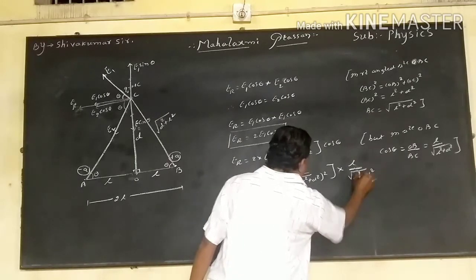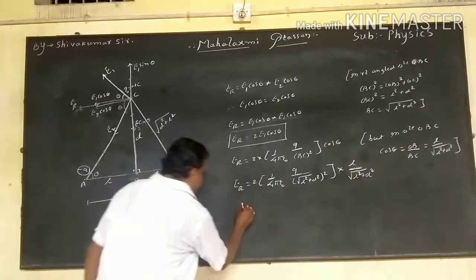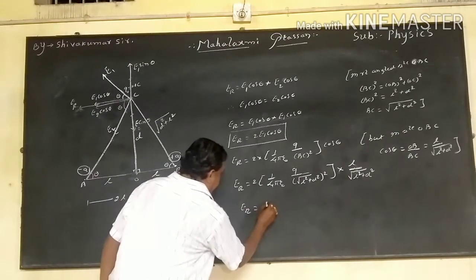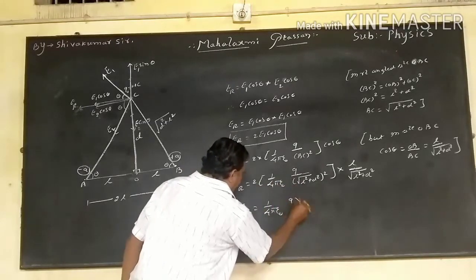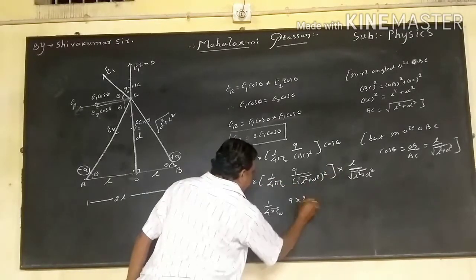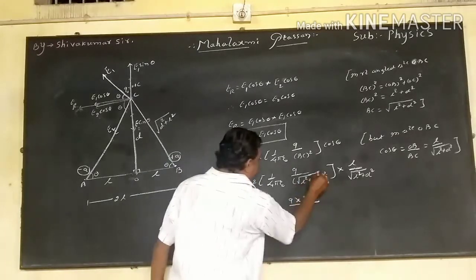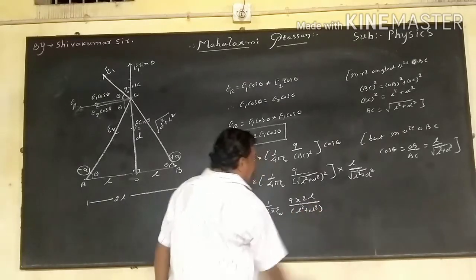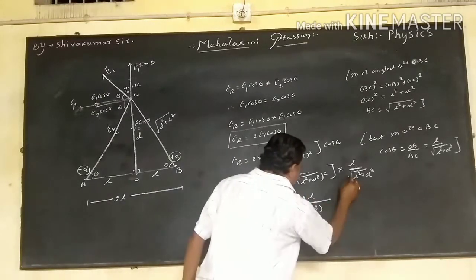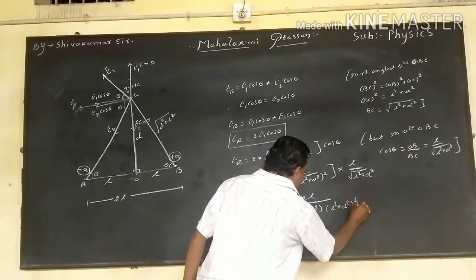Is it clear? Yes. Then I solve the equation. ER, the resultant electric intensity, equals 1 divided by 4 pi epsilon naught times Q into 2L divided by, after squaring this root, what is the value? Simply L square plus D square. Then the root is nothing but power half, so L square plus D square to the power half.